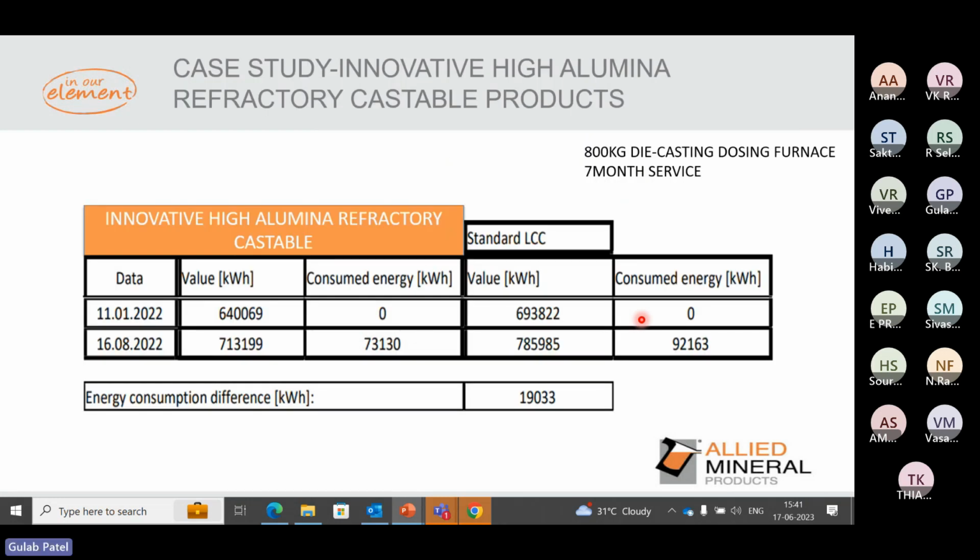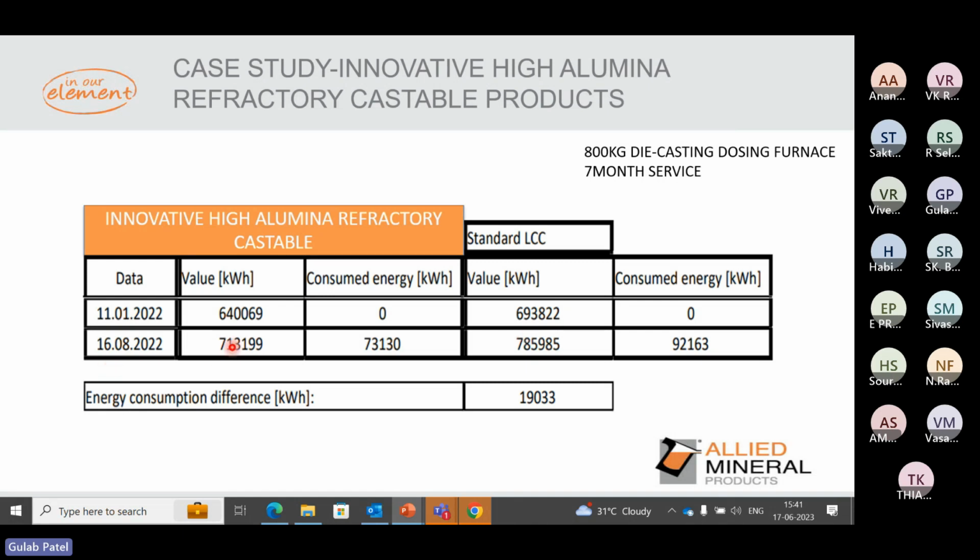Now, I'm just trying to show one case study of a standard low cement castable, like whatever 65%, 80%. This case study is the 80%, one of the standard low cement non-wetting castables, compared with the product we have discussed that can reduce your energy consumption, the innovative high alumina refractory castable. There is an 800 kg die casting dosing furnace which has been in operation for 7 months of service. We have taken both readings on the date of 11 January 22, and you can see this was the reading with the very innovative high alumina refractory, and that is the standard.